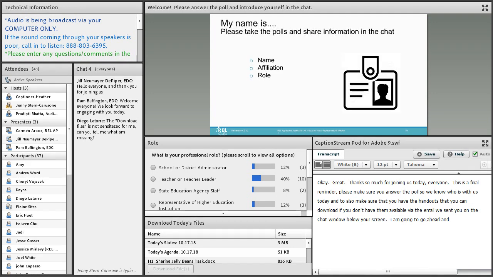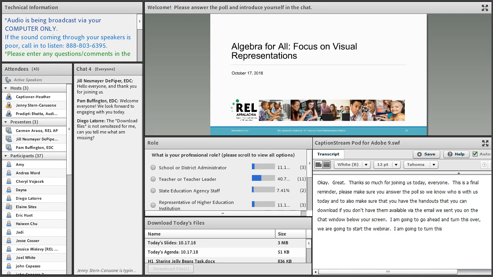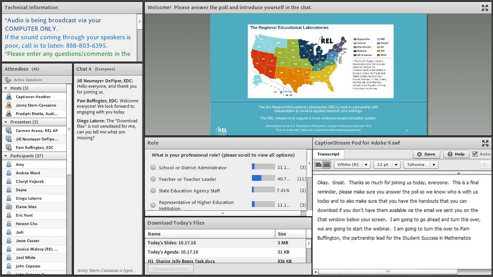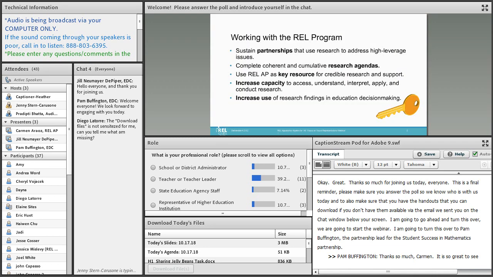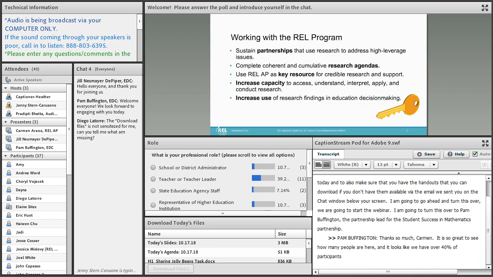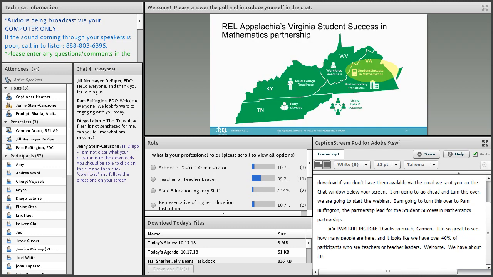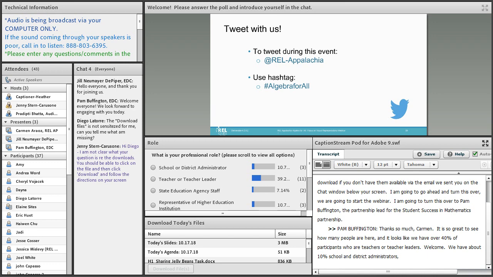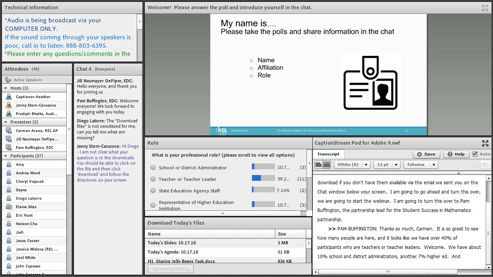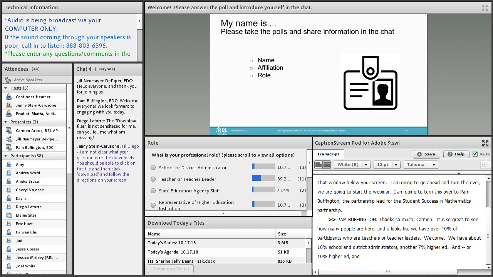I'm going to go ahead and turn this over to Pam Buffington, who is the Partnership Lead for the Student Success in Mathematics Partnership. Thanks so much, Carmen. It is so great to see how many people are here, and it looks like we have over 40% of participants who are teachers or teacher leaders. Welcome. We have about 10% school and district administrators, another 10% higher ed, and state education agency staff, about 7%. So welcome. It's a great, diverse crowd.